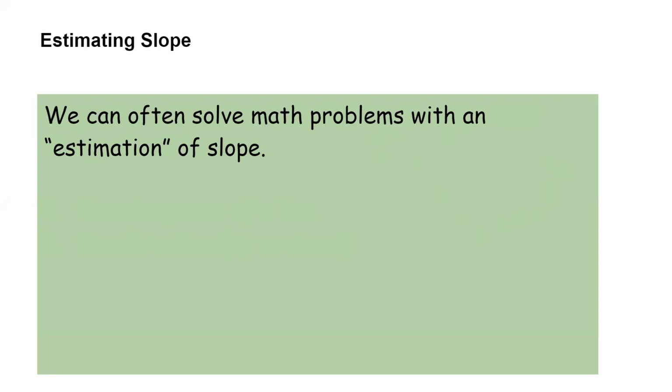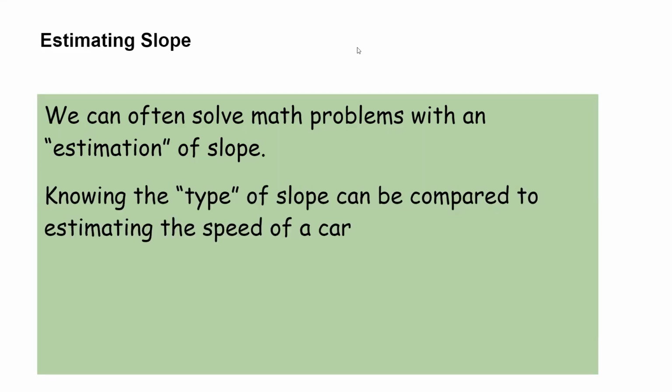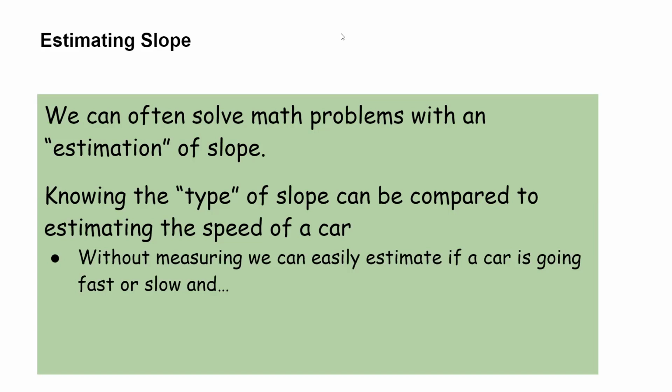Now on to the idea of estimating slope. Math problems can often be solved with just knowing the type of slope, estimating the type of slope. Estimating the type could be compared to estimating the speed of a car as you're standing along the side of the road. Without any measurement devices, you can easily estimate whether a car is going too fast or too slow, based on your experience in watching cars on a similar road. It's also pretty easy to detect whether a car is speeding up or slowing down without any measurement devices.